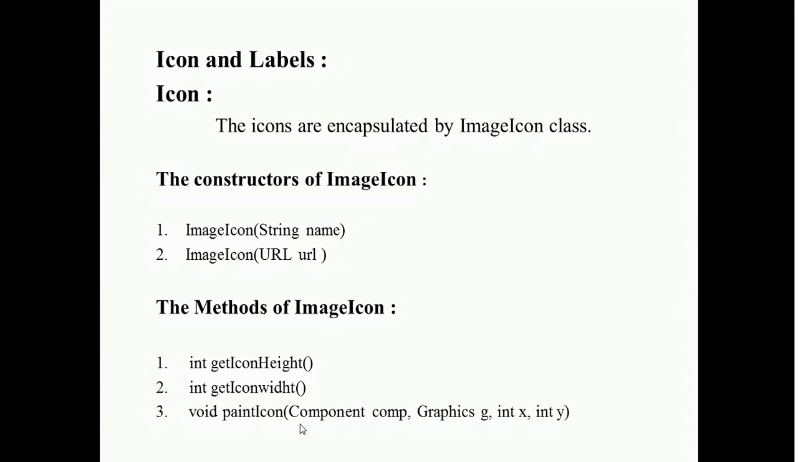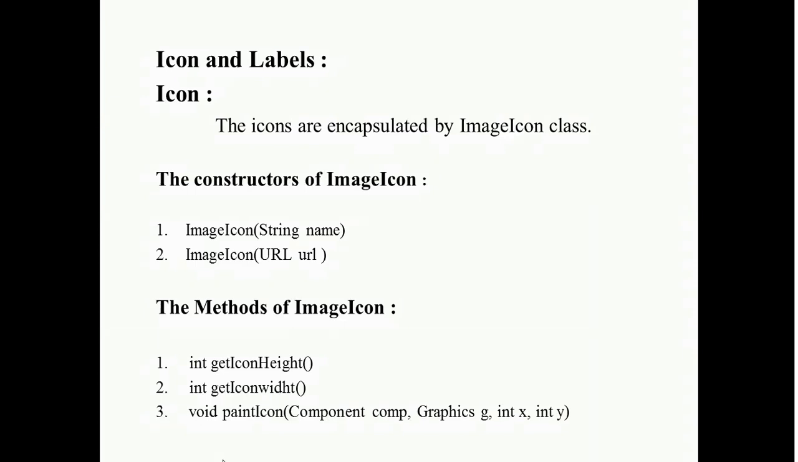And the third method, paintIcon, paints the icon at the position x, y on the graphics context g. Means the paintIcon method paints the icon at the specified position x and y on the graphics context g, and additional information can be provided in the component object comp. These three are the methods of the icon.